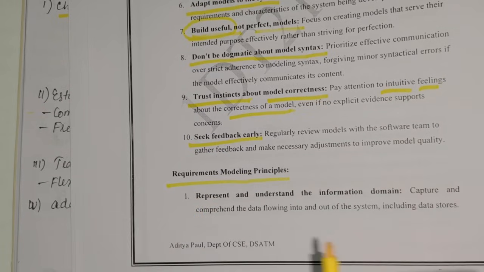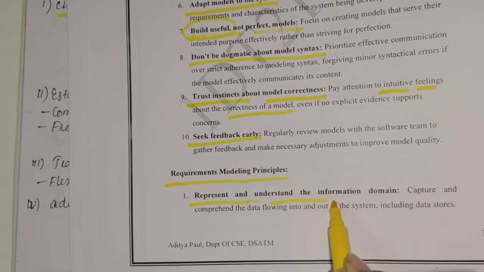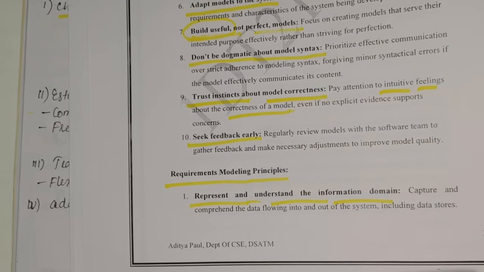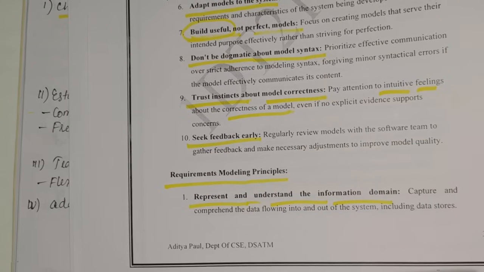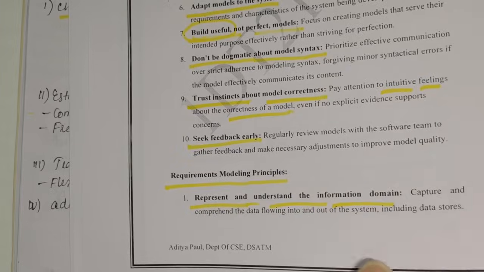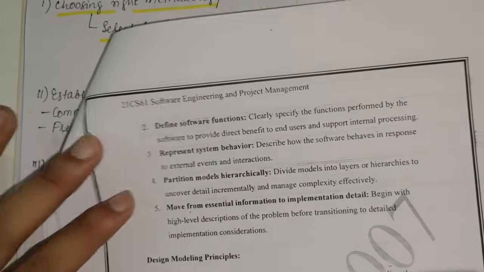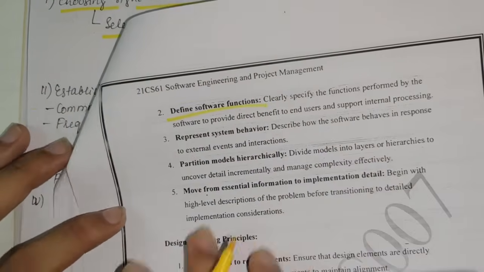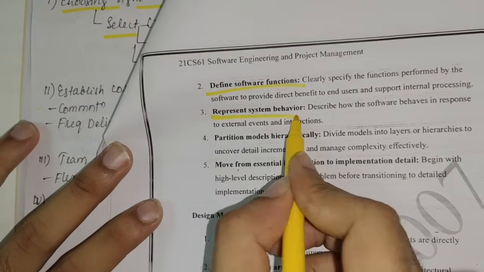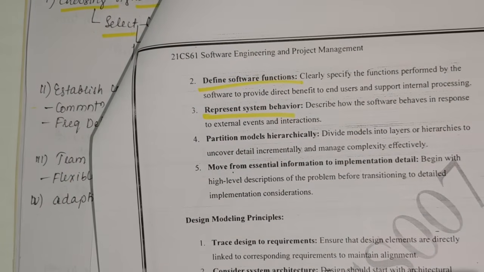Requirements modeling principles. Represent and understand the information domain. So we should represent the domain in which we are dealing, and the information we should understand it. Next we have define the software functions. Yes, define each and every functionality. Represent the software behavior, that is a detailed explanation of what would happen if we go through the functionalities.